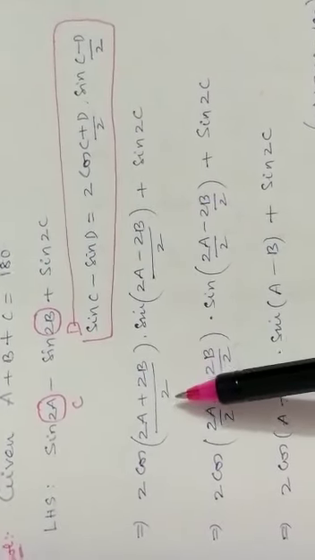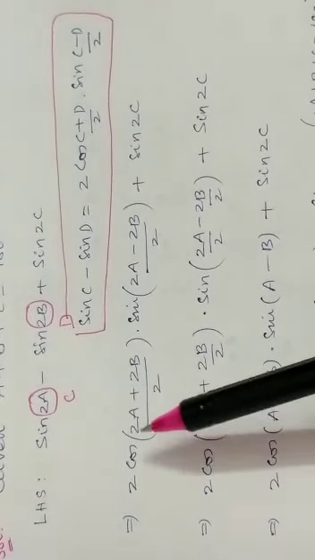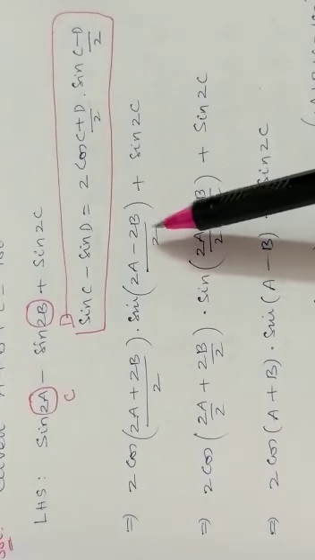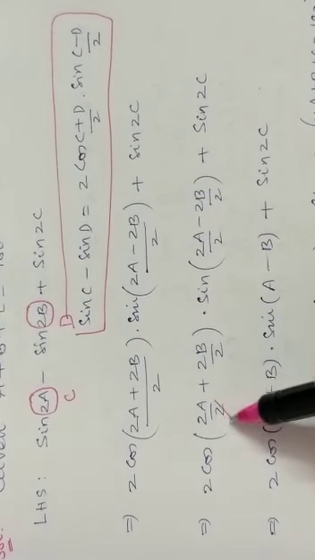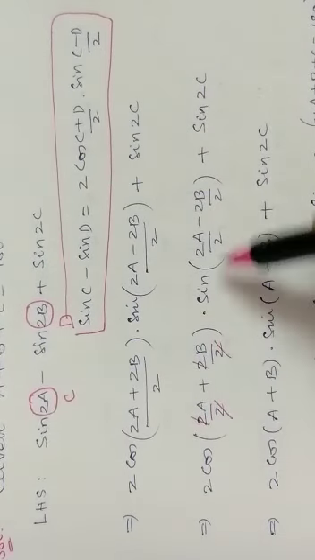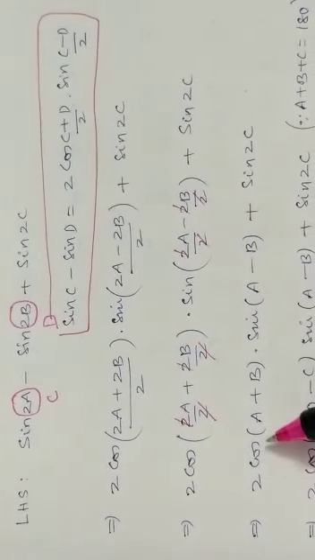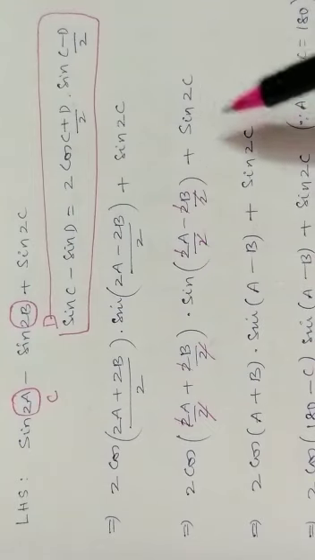Next step, split this denominator to these two. So, this become 2 cos 2A by 2 plus 2B by 2 into sin. Here also split like that. 2A by 2 minus 2B by 2 plus sin 2C. Now, in the next step, we cancel these 2's. The remaining is written here. 2 cos a plus b into sin a minus b plus the same sin 2c.